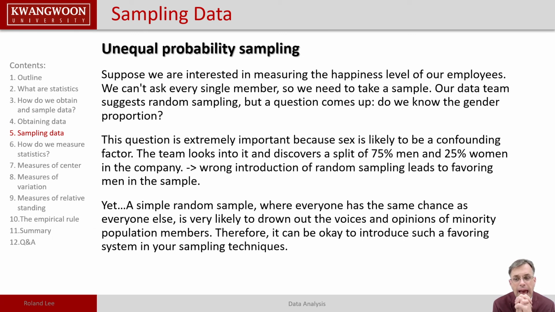However, elevating unequal sampling and therefore working to remove systematic bias among gender, race, disability, and so on is much more pertinent. A simple random sample where everyone has the same chances as everyone else is very likely to drown out the voices and opinions of minority population members. Therefore, it can actually be alright to introduce such a favoring system in your sampling techniques.